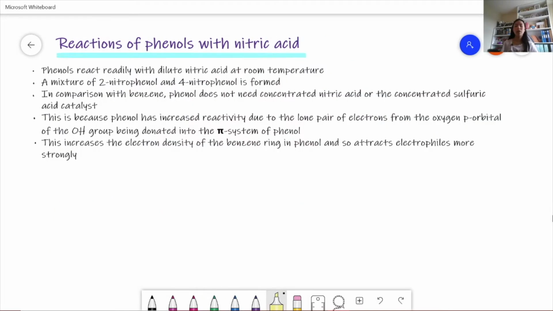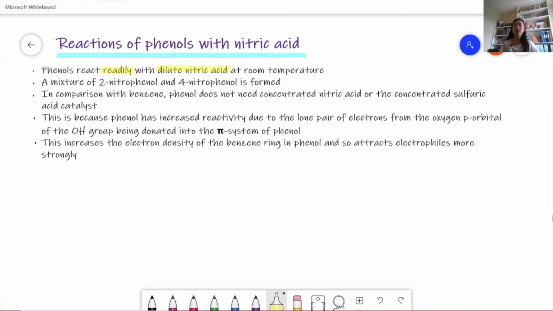So now we're going to talk about the reactions of phenols with nitric acid. Phenols react readily with dilute nitric acid at room temperature, and a mixture of 2-nitrophenol and 4-nitrophenol is formed. In comparison with benzene, phenol does not need concentrated nitric acid or the concentrated sulfuric acid catalyst that we need when we react benzene with nitric acid.